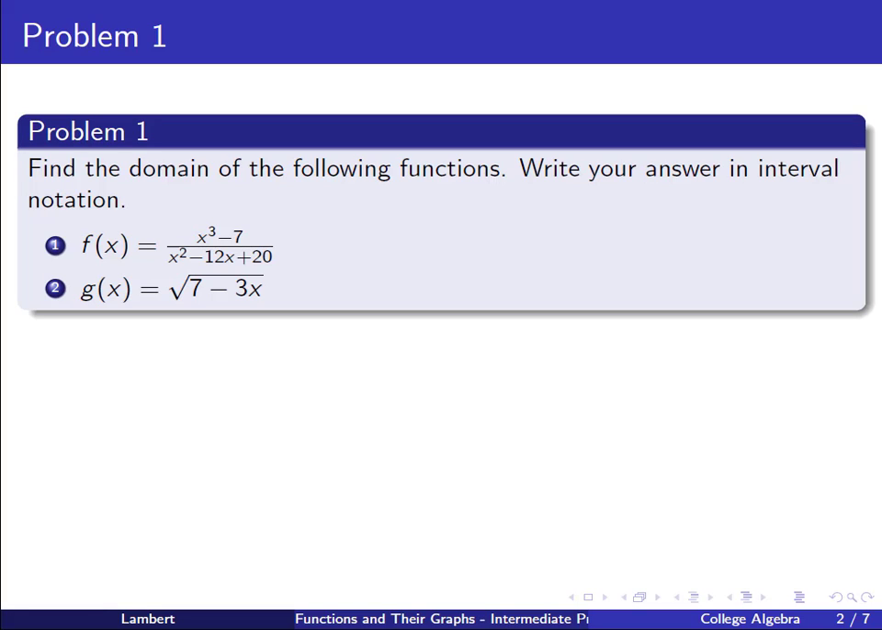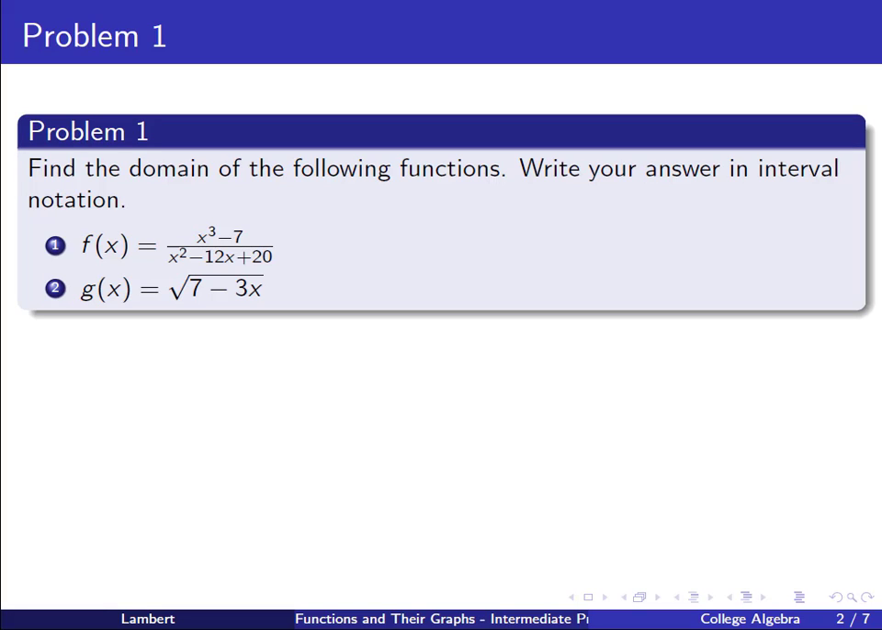Find the domain of the following functions. f of x equals x cubed minus 7 over x squared minus 12x plus 20, and g of x equals square root of 7 minus 3x. So we'll begin with finding the domain of the function f of x equals x cubed minus 7 all over x squared minus 12x plus 20.